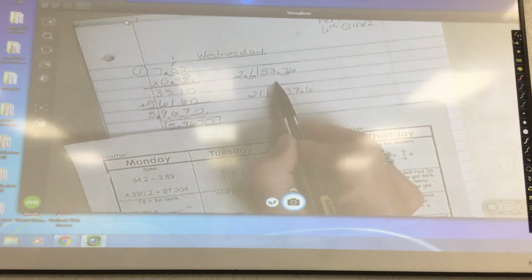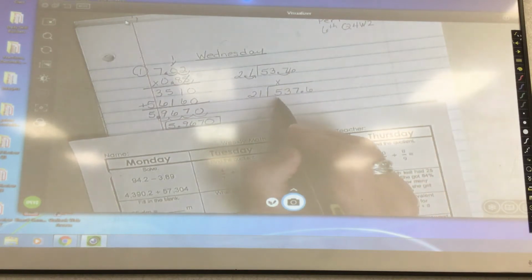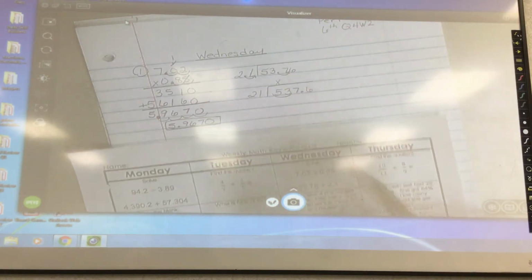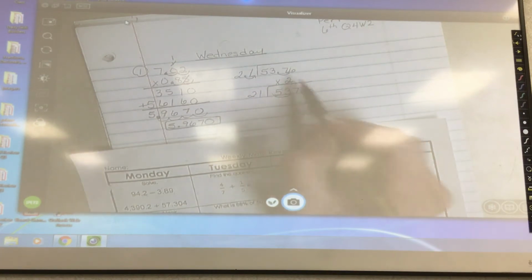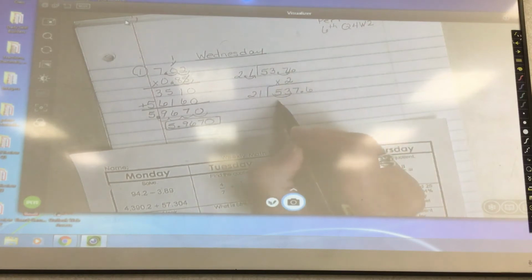537.6 is now being divided by 21. Can 21 go into 5? No, so put an X there. Put a smiley under 53. So 21 can go into 53 how many times? 2. Because 2 times 21 is 42. So then I take 53 minus 42. So 3 minus 2 is 1. 5 minus 4 is 1.